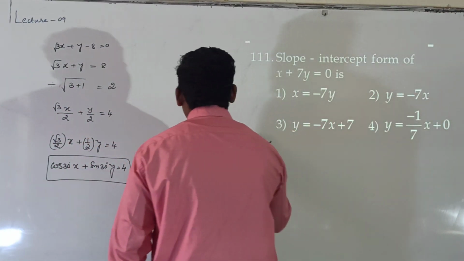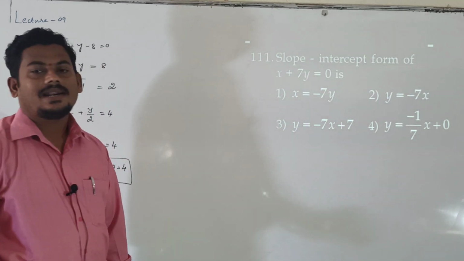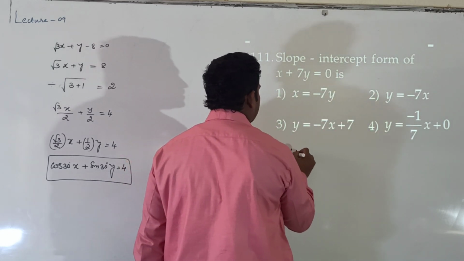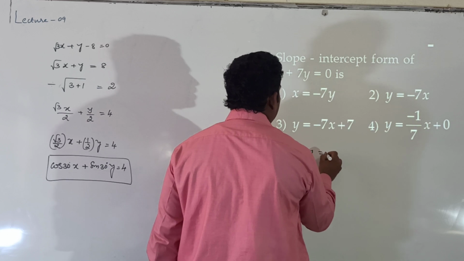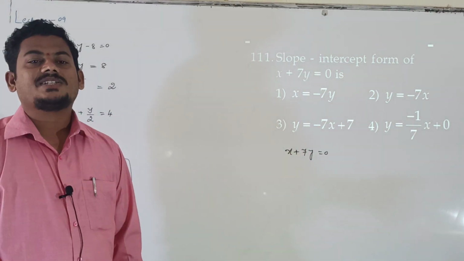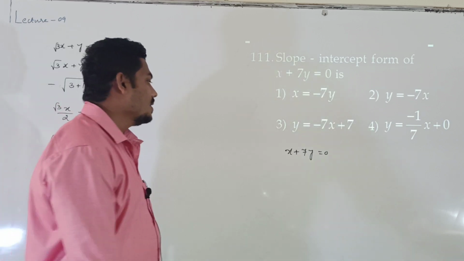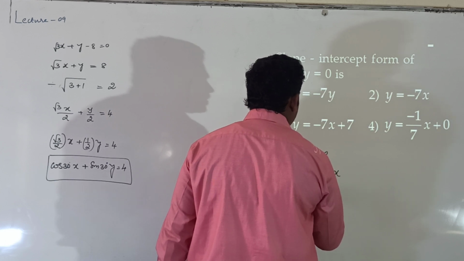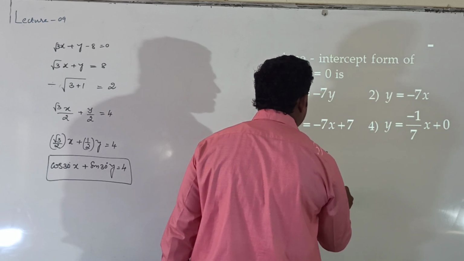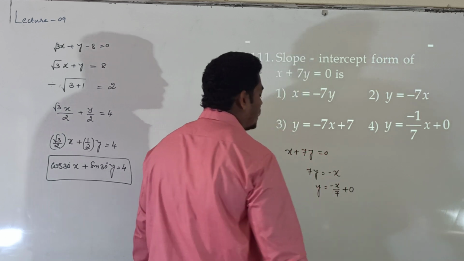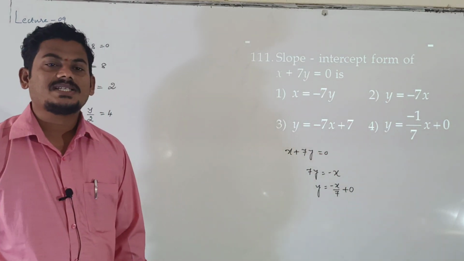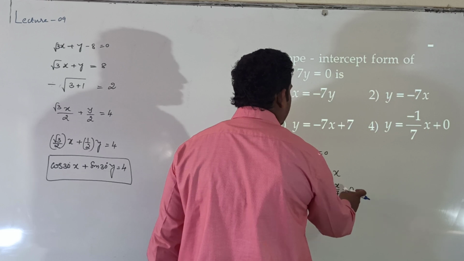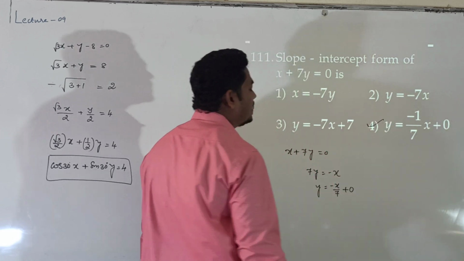Next question, slope intercept form. That is question number 111. Slope intercept form of x plus 7y equal to 0. Slope intercept form means it should be in the form of y equal to mx plus c, right? So 7y is equal to minus x, y is equal to minus x divided by 7 plus some 0. In this case the c value is 0. y is equal to minus x divided by 7 plus 0, that is the fourth option.